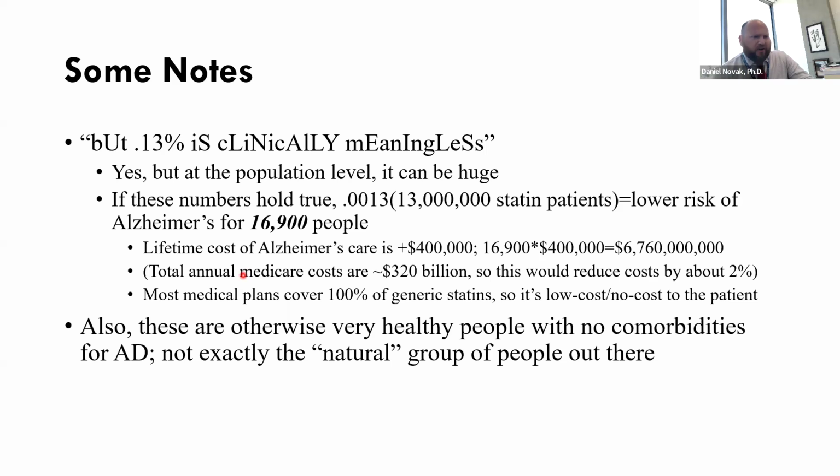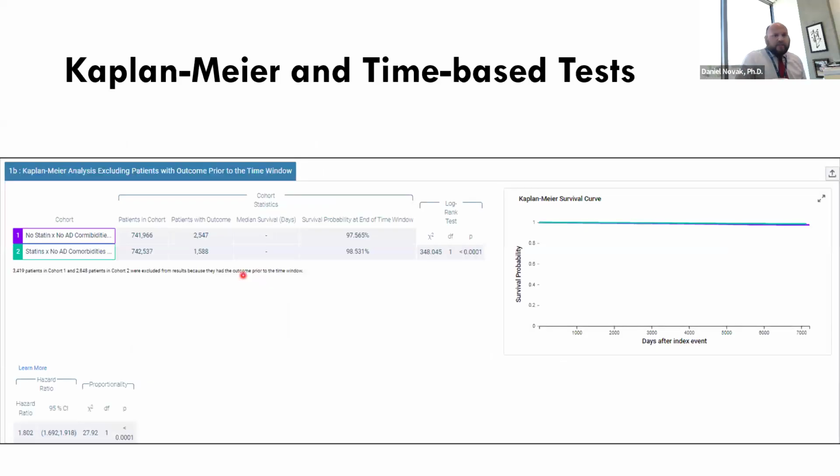Bearing in mind, though, that our cohort, as we've developed it, is full of very healthy people with really no comorbidities for Alzheimer's. We've excluded everything else. It's not a natural group of people, because our goal was to answer a specific question about the relationship of this medication with a particular negative outcome, a particular adverse event that we would want to prevent, if at all possible. So those are some notes on outcomes analysis and measures of association.